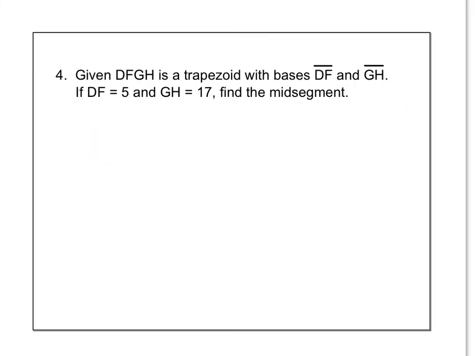Make sure you label because they labeled, so we should have feet. Number 4. Given DFGH is a trapezoid with bases DF and GH, if DF is 5 and GH is 17, find the midsegment. Will you please pause the video and try to draw this and label all the parts? When you're done, unpause.